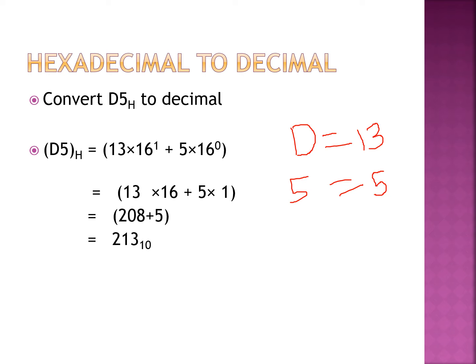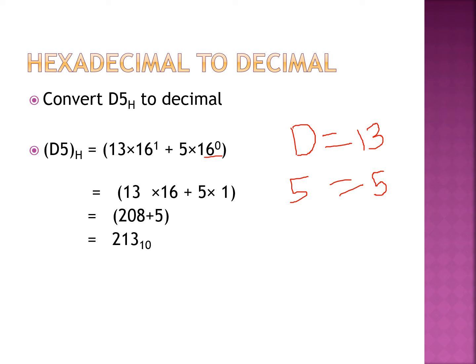So what we do, when we want to convert any hexadecimal number to decimal, we multiply each bit of the hexadecimal number by its corresponding weight. So 5 is multiplied by 16 raised to the power 0. Why 16 raised to the power 0? Because the base is 16. And as you know, D is 13, so 13 is multiplied by its specific weight, 16 raised to the power 1. Once you multiply 13 by 16, you get 208, and 5 multiplied by 1.